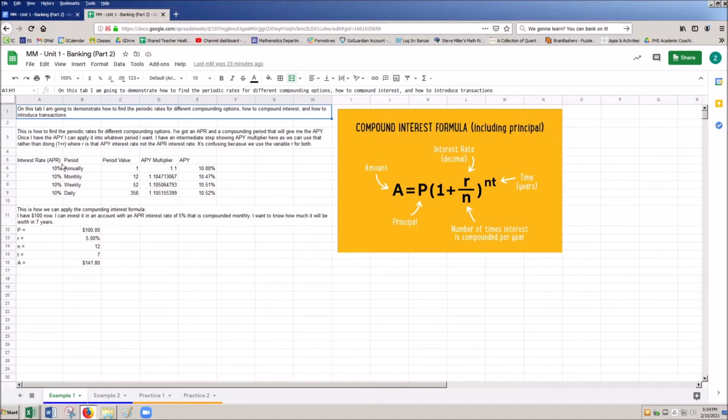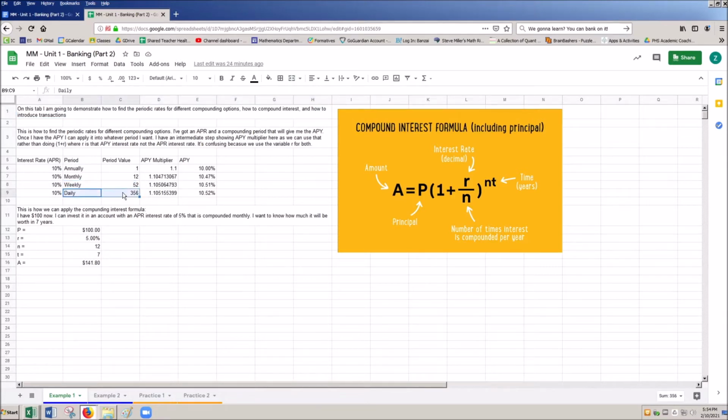What really is important is this second piece of information, which is how frequently is that compounding? So how much does it compound? There is an option to compound once a year, which is annually, 12 times a year, monthly, 52 times a year, weekly, and then I could compound daily. That's 365. I don't know why it says 356. Clearly that is a typo on my part. There we go, fixed.